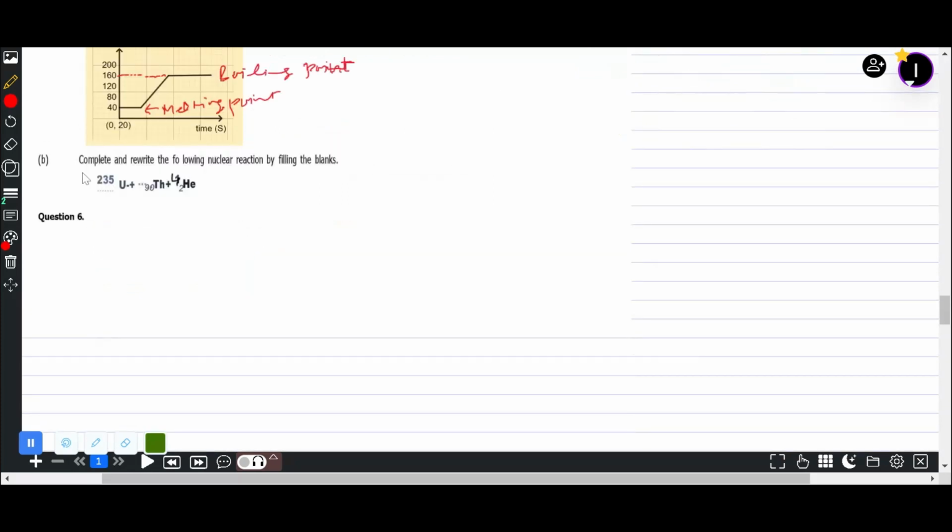The next is B. Complete and rewrite the following nuclear reaction by filling the blank. So what do we see here? We have 235 on this side. We have 4 helium. This mass number is gone. So 235 minus 4 will be 231, and at the bottom we have 90 atomic number and 2, that makes it 92, and now that balances the equation. So this is 92 and this is 231.